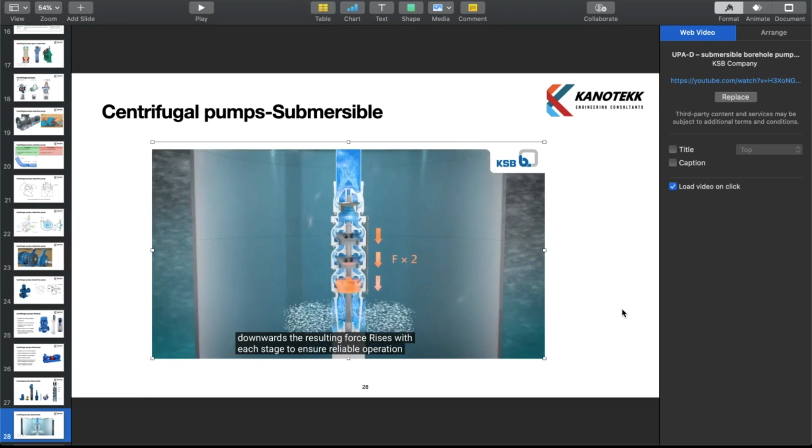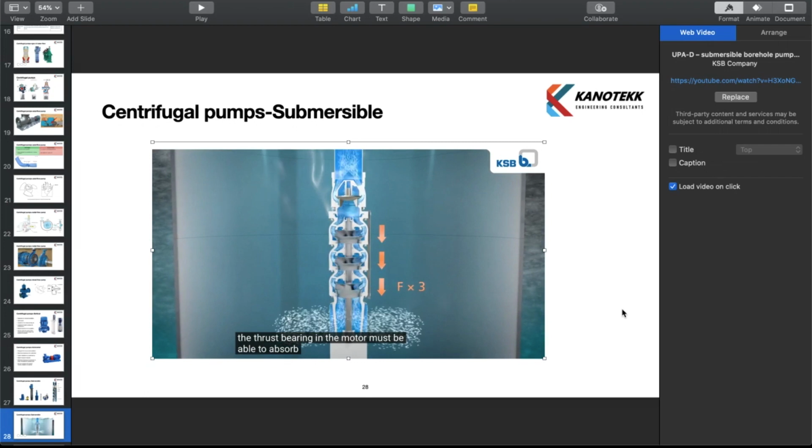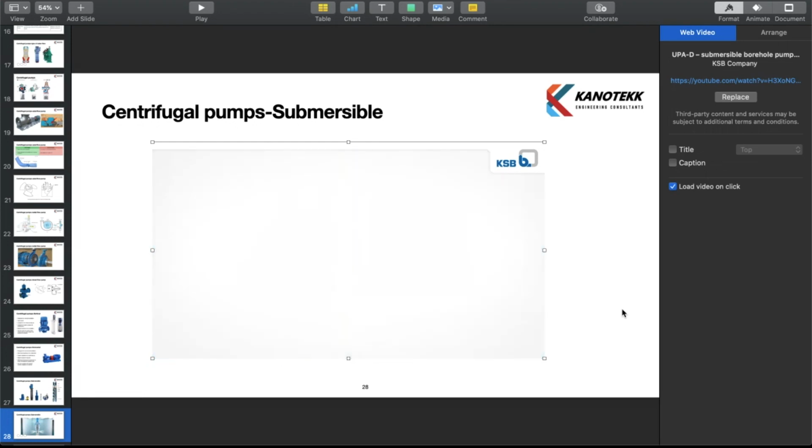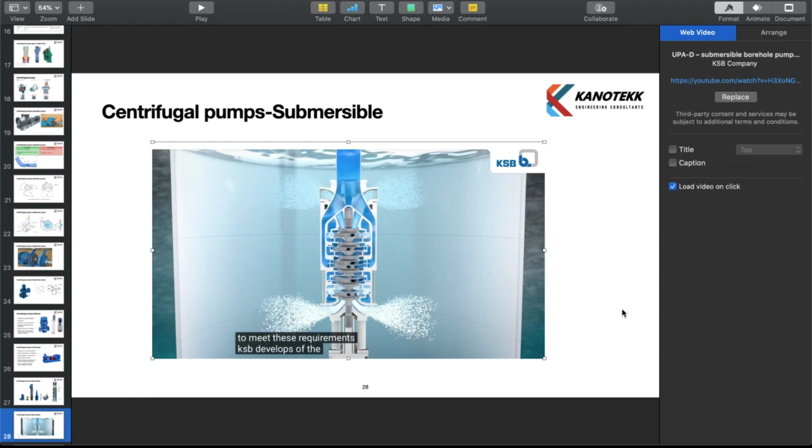To ensure reliable operation, the thrust bearing in the motor must be able to absorb and balance the forces without significant wear. To meet these requirements, KSB develops the Z pump.